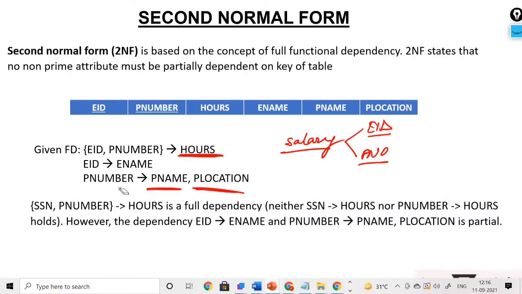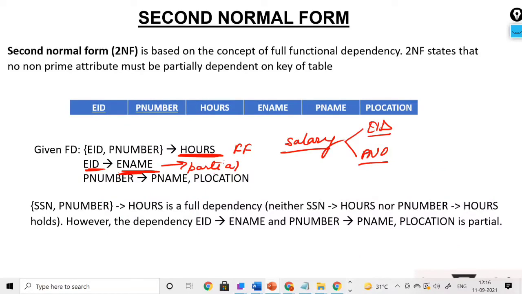Now if I talk about E name, E name is only depending on EID. Suppose you want to get the name of any employee. Do you require his project number? No. Employee ID is sufficient to give his ename. So this functional dependency is a partial dependency, while this one is a full dependency. This is partial, this is full.